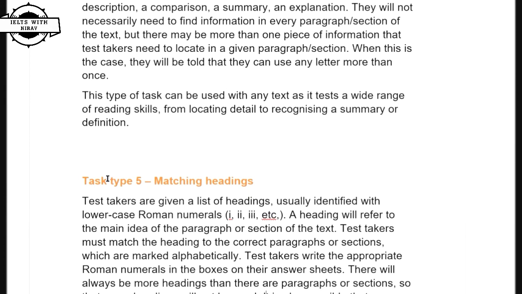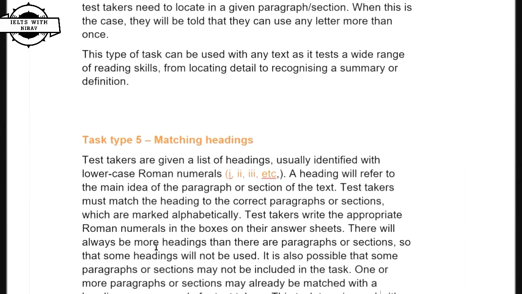So without wasting time, we are moving to type 5, which is matching headings. Test takers are given a list of headings usually identified with lowercase Roman numbers like this. These are lowercase Roman numbers. So you will get your options like this. A heading refers to the main idea of the paragraph or a section of the text. Test takers must match the heading to the correct paragraph or section, which are marked alphabetically. So in that case, you will get a list of headings and you need to find your answers.